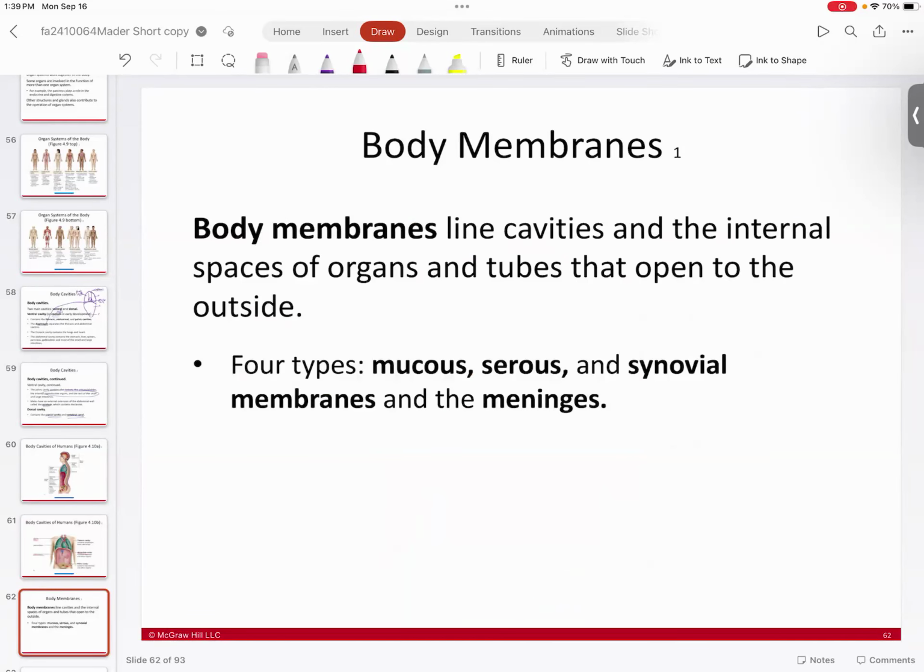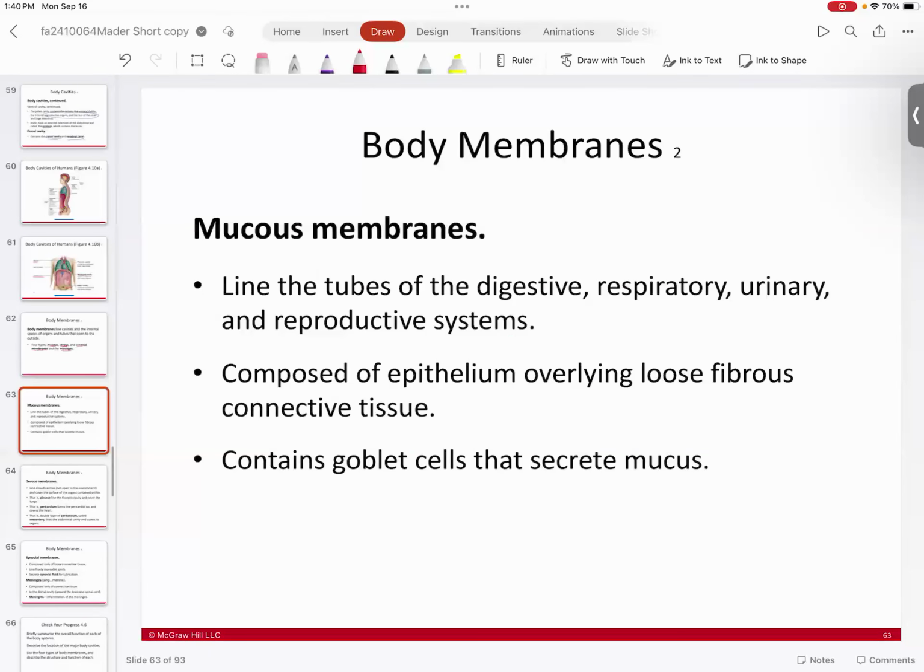Now, the reason why we mention that is because this is where your organs live. In order to understand where your organs live, you have to basically have a little idea about their neighborhood. And you also have to understand how their neighborhood is organized, at least in terms of membranes, right? Because you don't just have big old holes in your body. You also have to cover those as well with membranes. And so you have a couple of different types of membranes in your body. You have mucous membranes, serous membranes, synovial membranes, and then the meninges that are limited to the nervous system. So let's cover each of these.